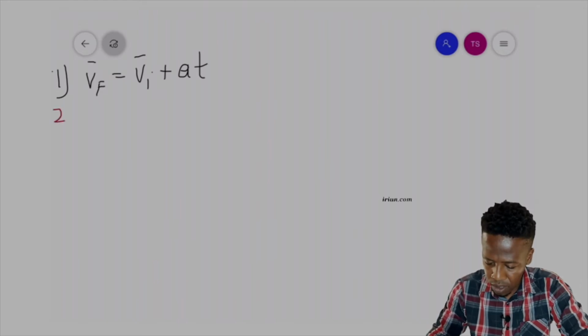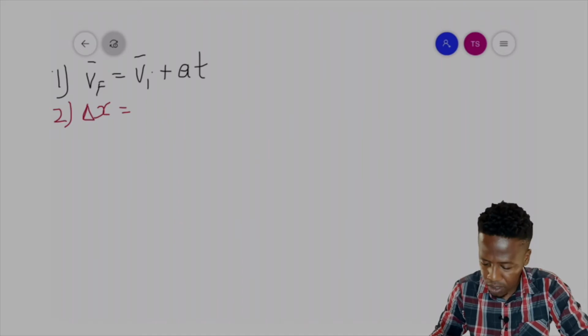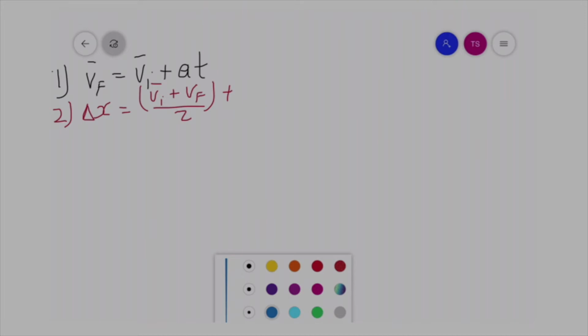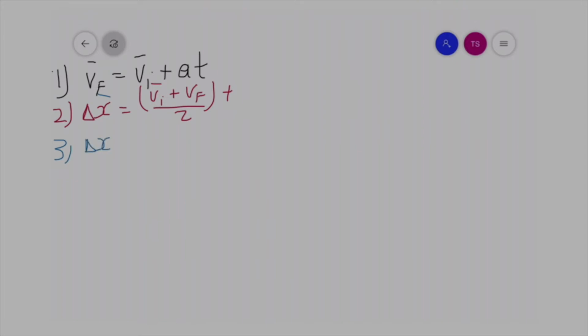The second one, we will have change in displacement equals Vi plus Vf over 2 times T. The third one would be a change in displacement equals Vi times T plus half At squared.